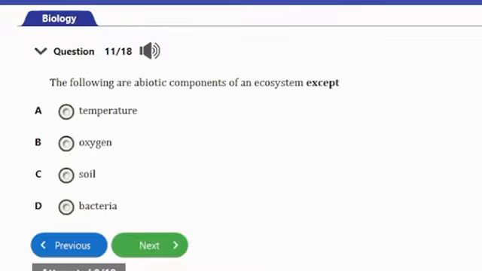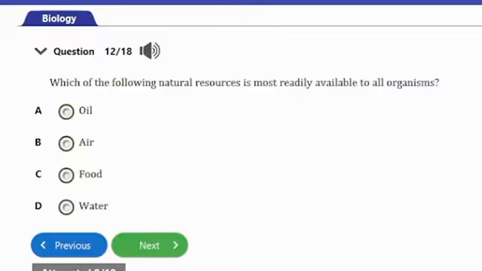Question number 11. It says, the following are abiotic components of an ecosystem except A, temperature, B, oxygen, C, soil, D, bacteria. So we've answered this question before now, and the answer is option D, bacteria. So let's go ahead and consider the next question.